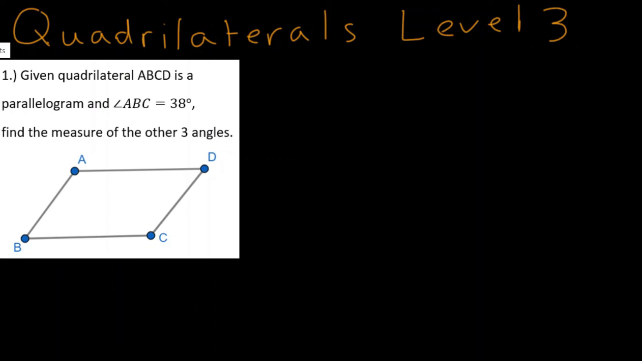Alright, welcome to Quadrilaterals Level 3. Now, in this very first example, it says given quadrilateral ABCD is a parallelogram and angle ABC equals 38 degrees, find the measure of the other three angles.